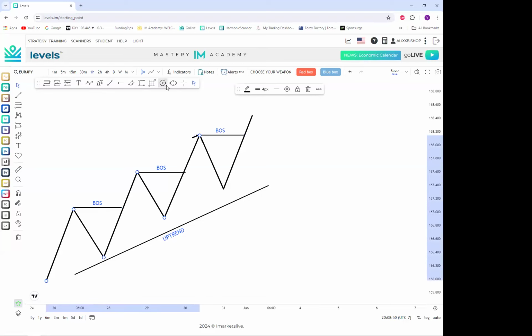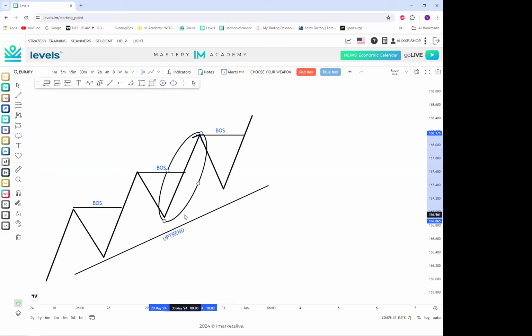Right? We want to take this opportunity and capture this move here. We want to capture that move there. But how can we capture that? Well, one, you have to understand break of structure. Break of structure, guys, literally tells us the market wants to continue higher. It's a continuation. Break of structure means continuation move. So how do I capitalize on this move right here, Vinny? How can I capitalize on this?